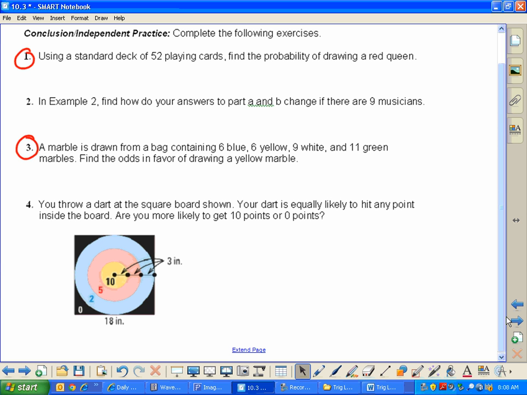You throw a dart at the square dartboard. Your dart is equally likely to hit any point inside the board, unless you're me. I never hit the board. It usually bounces off, lands on the floor. It's a big mess. We're asked, are you more likely to get 10 points or 0 points?